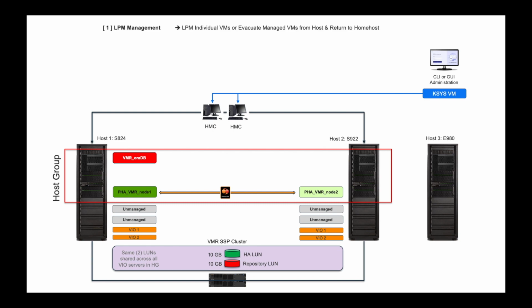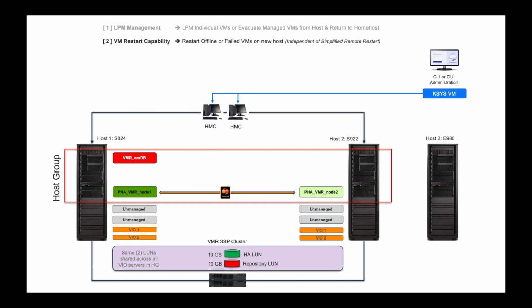So this particular diagram is going to give you the gist as far as the different capabilities that you get with the VM Recovery Manager for HA solution. One of the things that you get is the ability to perform live partition mobility operations. You can do it at the individual VM level, or you can move all of the managed VMs off of that host. And then there's an attribute specific to each individual VM that gets set. Wherever it's deployed, it's going to set a home host. That way, if you ever evacuated a host, you could execute an operation saying, take me back to the home host, and it would return all the VMs to the way that they started. So that's one of the capabilities.